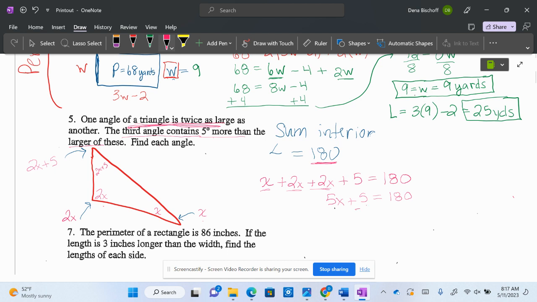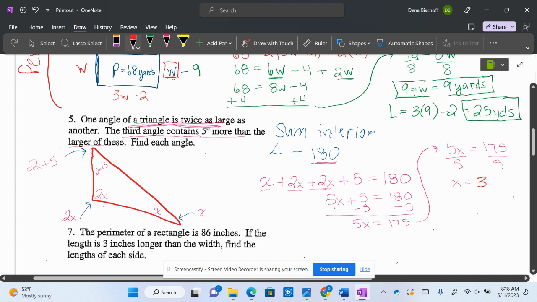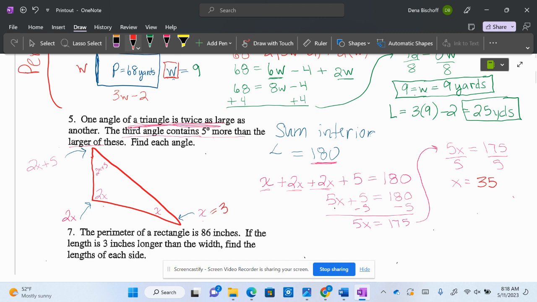Subtract 5 from both sides. So 5x equals 175. Divide both sides by 5. So x is 35. X equals 35. So that means this angle right here is 35 degrees.